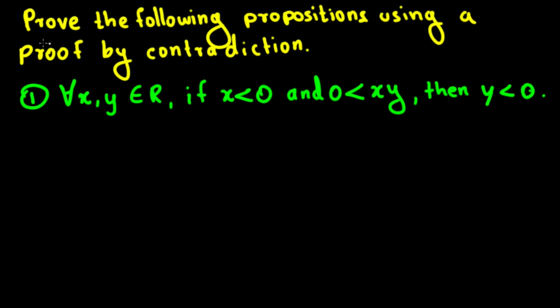Let's look at this problem right here. This question is asking, prove the following propositions using a proof by contradiction. The first question says, for all x, y belonging to the real numbers, if x is less than 0 and 0 is less than xy, then y is less than 0. Now let's go ahead and prove this one.